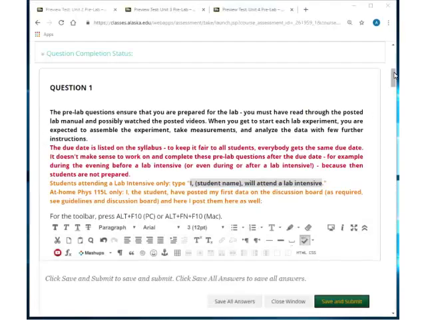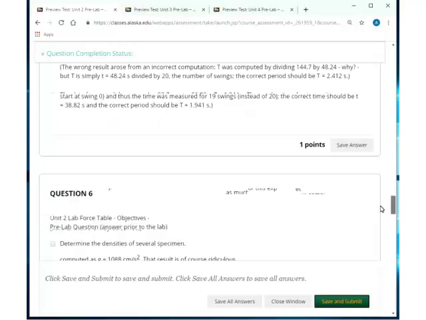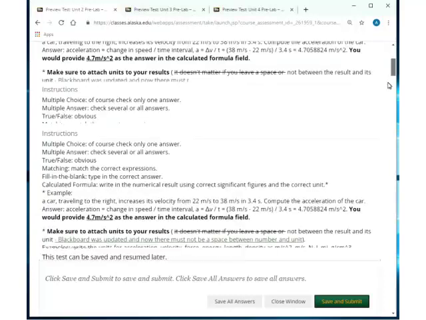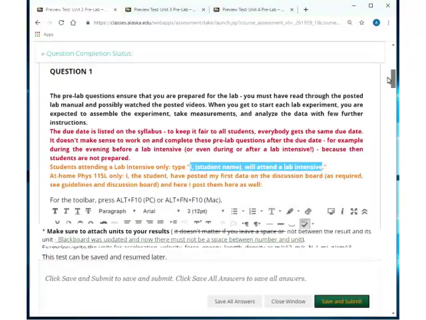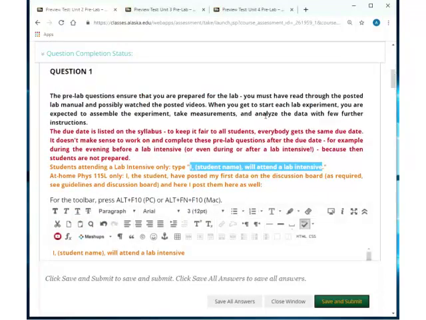This is the pre-lab for Unit 2, the pendulum experiment and the force table. I've done that for years and years, and I still have to remind myself which is the other lab.